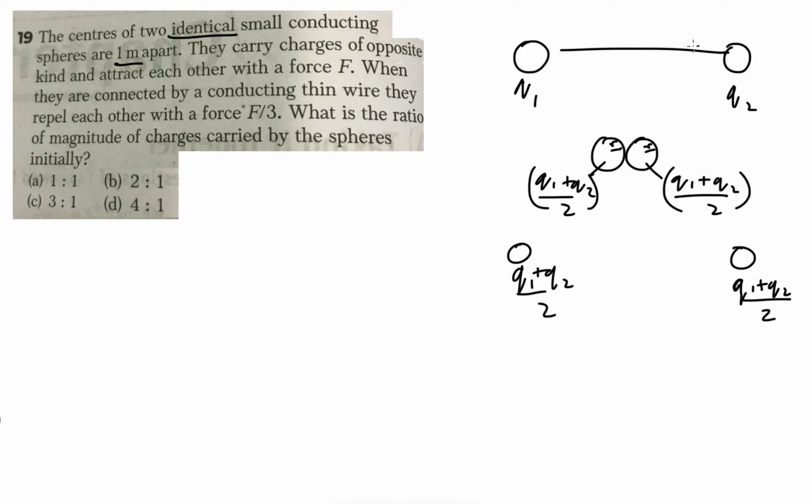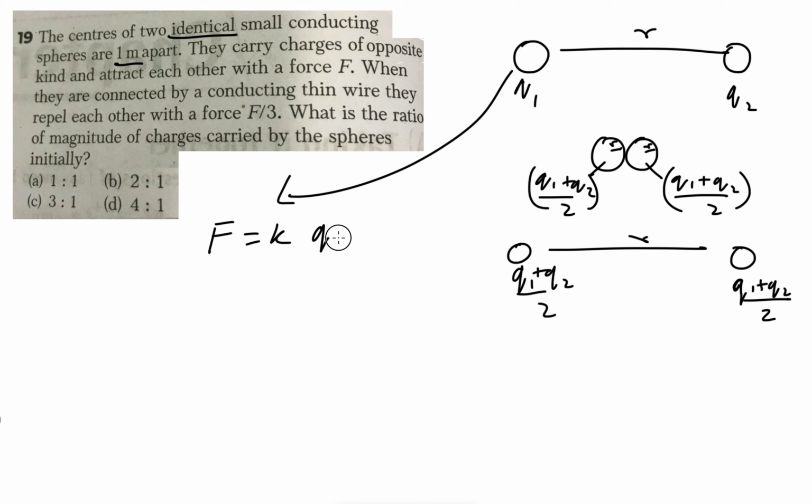So this is r apart, and there also it is r apart. What's the force in the first case? F is equal to K Q1 Q2 by r square. What's the force in the other case, F dash? F dash is equal to K into (Q1 plus Q2) by 2 into (Q1 plus Q2) by 2, divided by r square. So the ratio of the forces comes like this.